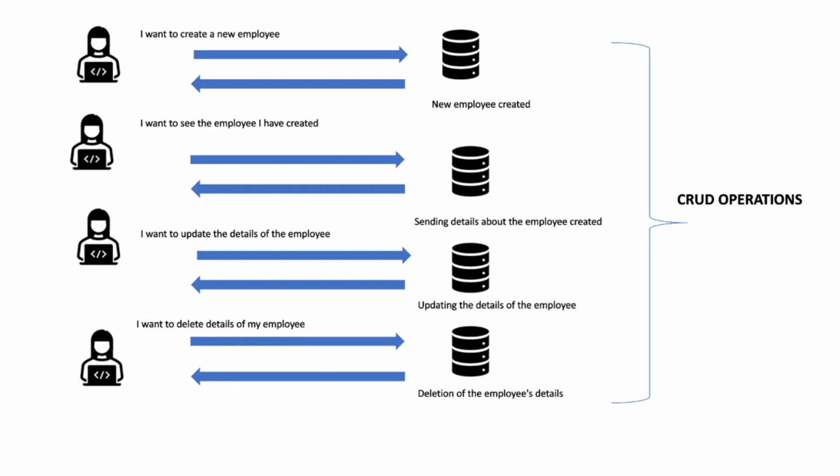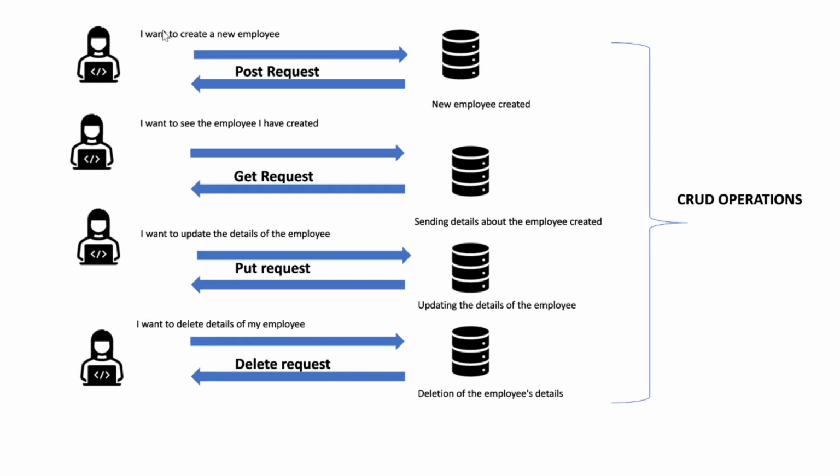So, in case you want to create a new employee in the database or on the server side, your request needs to be a POST request. The POST request will allow you to create anything on the server side. A GET request will allow you to see or to read employees' details in the database. And these details, of course, that you have created or existing ones, you will be able to read them with a GET request.